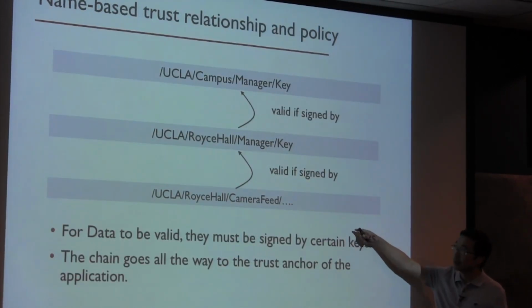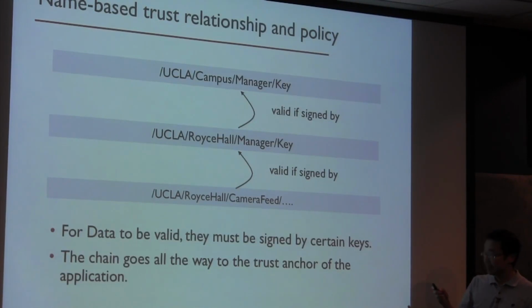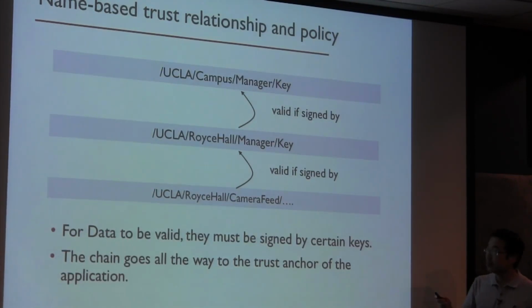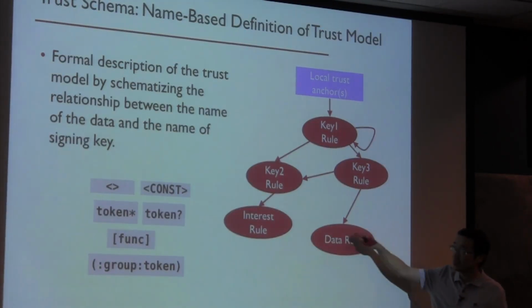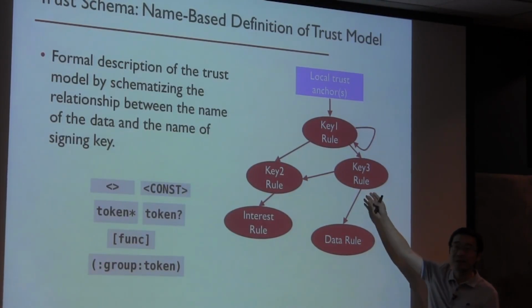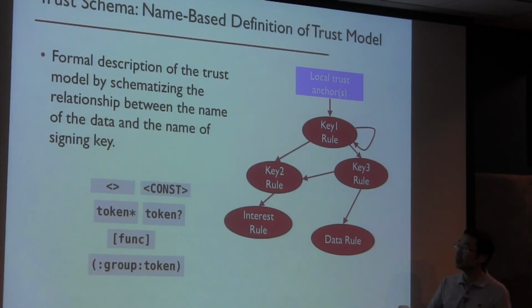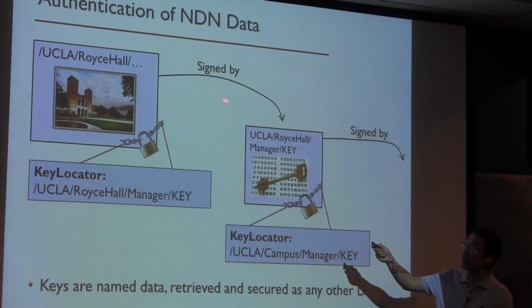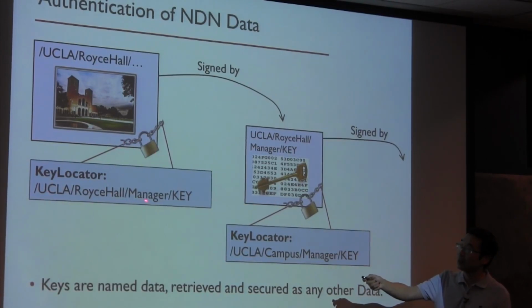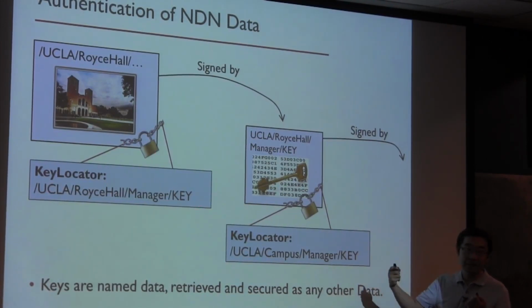So this is another picture just showing the previous example. If we generalize this, we come to the so-called trust schema. The trust schema is really just a formal description of your trust relationship. Say, here's the data, and the data name has this kind of pattern. For that pattern, it has to be signed by a key whose name has a certain pattern. In the previous case, if the data is UCLA Royce Hall and anything following that, it has to be signed by the UCLA Royce Hall manager key. If any other key signs it, I don't trust it. So that's my trust policy.